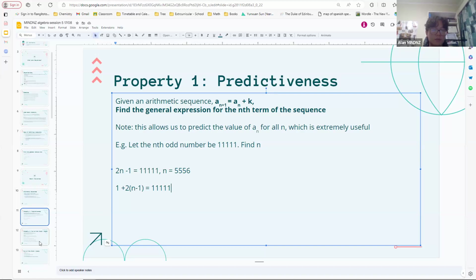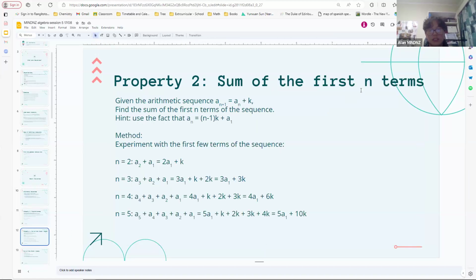So yeah. And the second property is the sum of the first n terms. So when we are given an arithmetic sequence, we can always find the sum of the first n terms, and Chris will explain why. Okay, so, the sum of the first n terms.